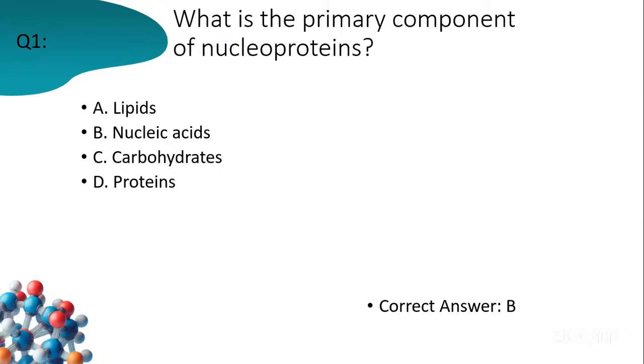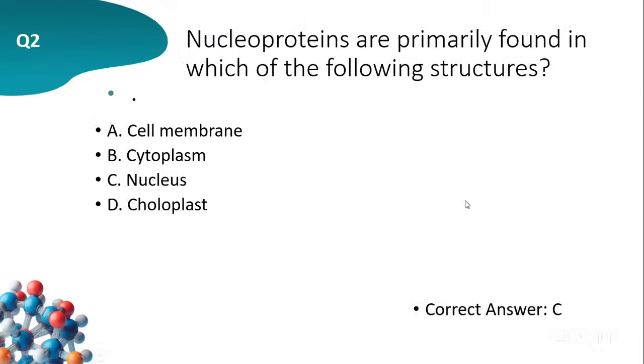So the next question is, nucleoproteins are primarily found in which of the following structures? Cell membrane, cytoplasm, nucleus or chloroplast. Of course, the answer is nucleus. That houses genetic material. It's actually an organelle.